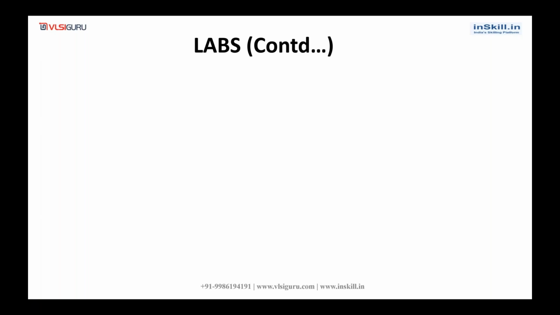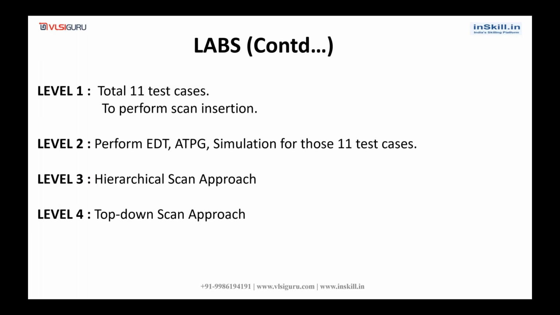And this is how our labs are structured. Our labs are structured into 4 levels: level 1, level 2, level 3 and level 4. In level 1 projects, we have 11 test cases in total. These are small designs, with a maximum of around 100 flops. We will be performing scan insertion for these 11 test cases. And in level 2 projects, for the same 11 test cases, we will be performing EDT insertion, which is nothing but scan compression, then ATPG, automatic test pattern generation, and simulations.